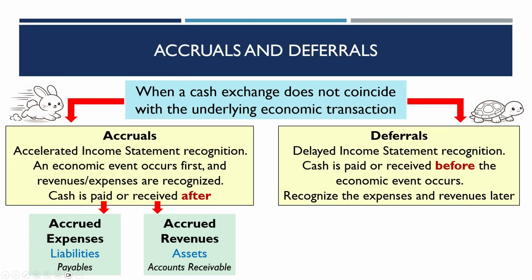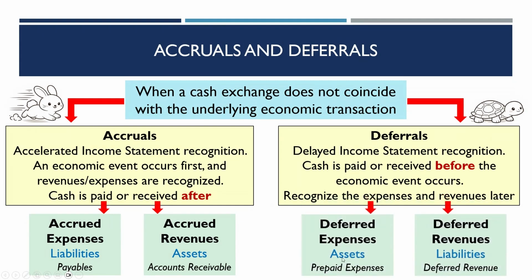What about deferrals? Deferrals is when the income statement is being slow. The income statement is a little bit of a turtle. So we have the cash transaction that happens first, and then the income statement recognition catches up later. If we have deferred expenses, that means that we have already paid for something and we have an asset until we use it up. For example, prepaid insurance.